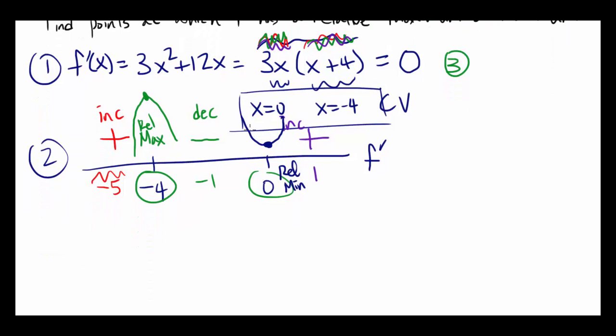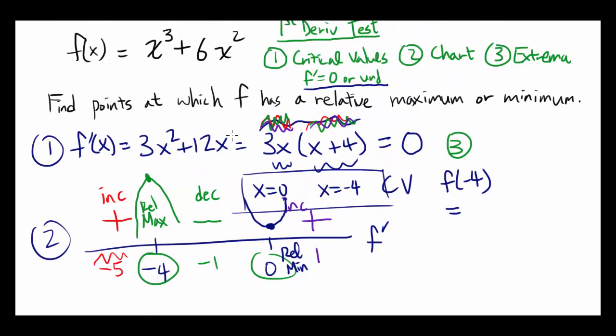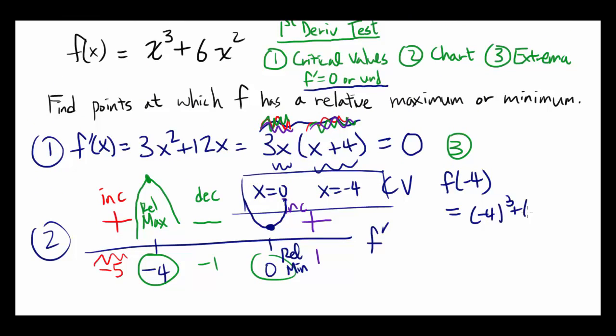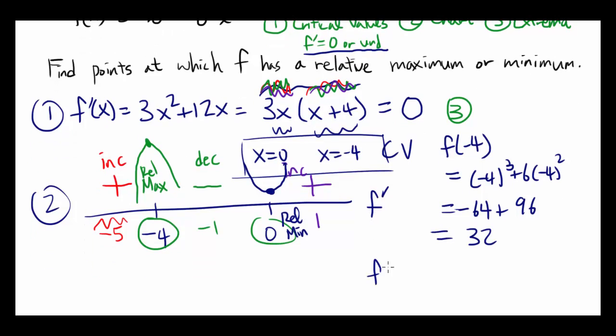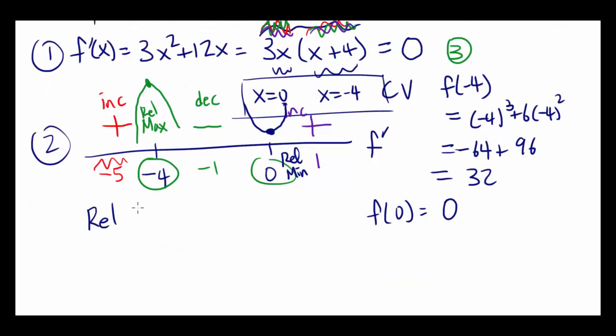So let's figure out function values at each of these points. Well, f of negative 4 is negative 4 cubed plus 6 times negative 4 squared, also known as negative 64 plus 16 times 6 is 96. And this thing is going to simplify to 32. And what's f of 0? Well, that's 0 cubed plus 6 times 0 squared, which is 0. So we have a relative maximum at negative 4, 32, and we have a relative minimum at 0, 0.